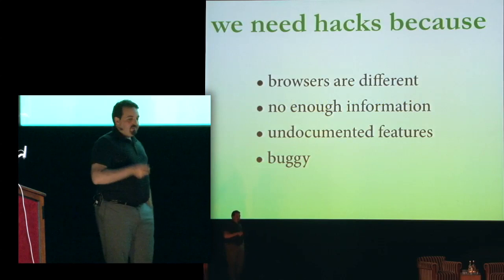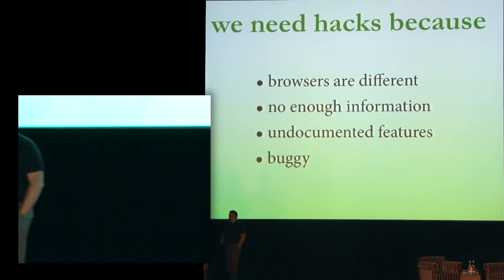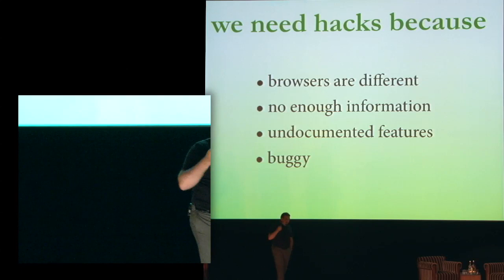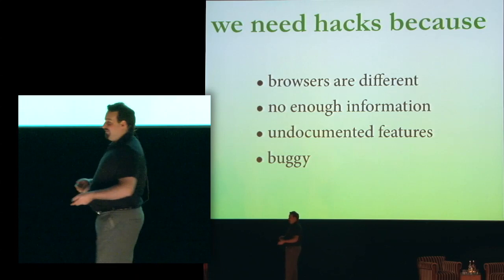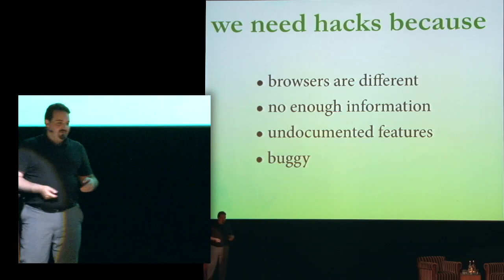browsers are different. So that's why we need hacks, right? We don't live in an ideal situation in the mobile web world right now. Usually, there is not enough information. The documentation is outdated, or there is no documentation on how to do one thing or the other. A lot of undocumented features that the community is finding, just testing, right? And a lot of bugs. So the mobile web is a buggy web, right, by definition. Unfortunately, right?